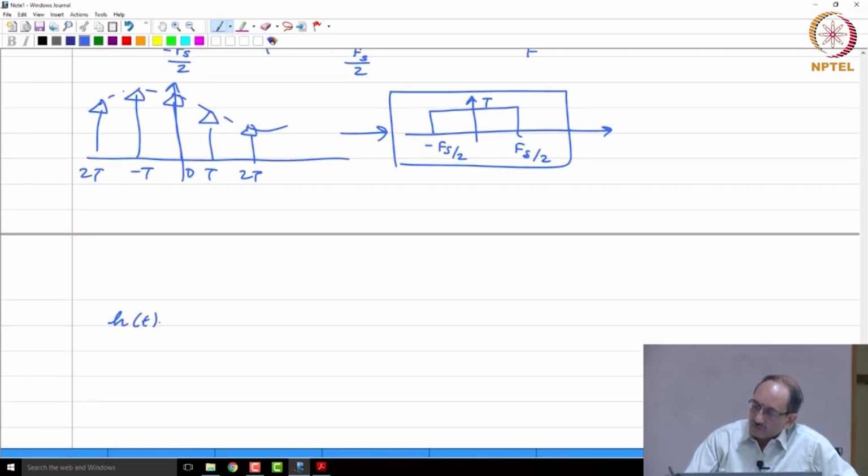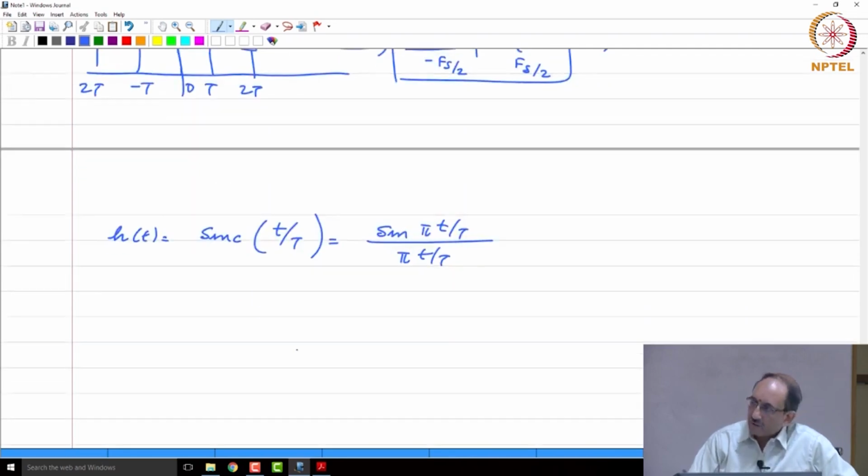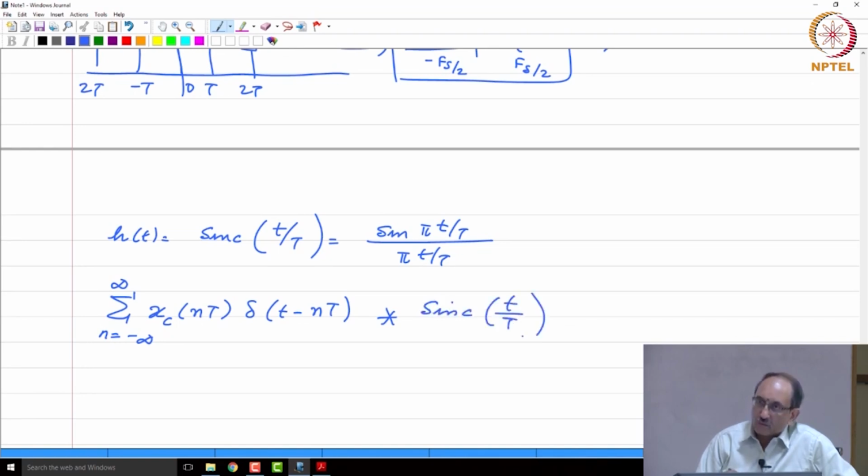So, this low pass filter has impulse response sinc t by cap T, which is nothing but sin pi t by cap T by pi t by cap T, and what is happening is you have your impulse train coming in which is xc of nT times delta of t minus n cap T. This was your impulse train sampled signal, right, and then you are going to feed it to this low pass filter, which means in the time domain you are going to convolve it with this impulse response. So, you have to convolve it with sinc t by cap T.